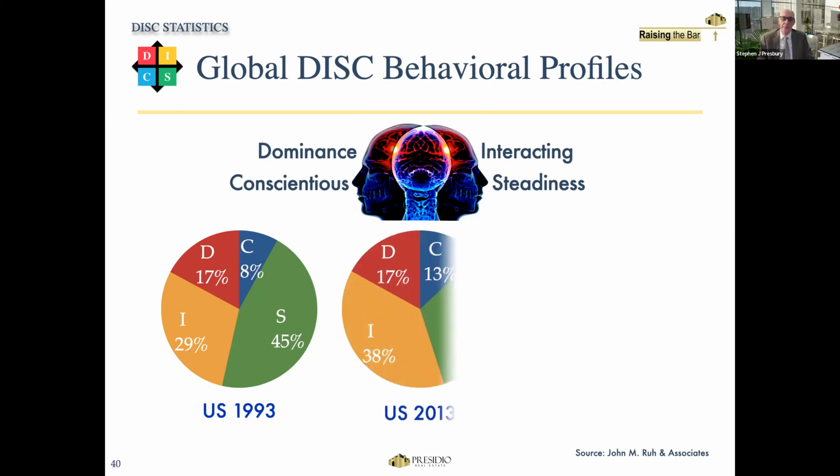We'll move ahead a little bit. So we're going to move ahead 20 years. All right. So now we're at 2013. Now look at the difference in the graph. Dominance is staying more or less the same, with nearly double the amount of C's. The S's have dropped and the I's have increased.